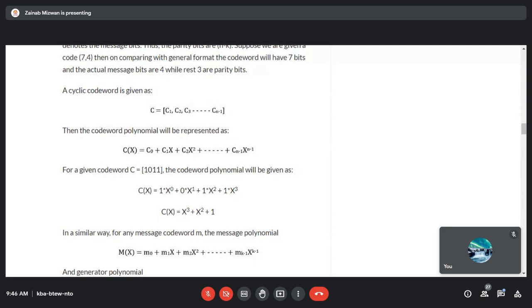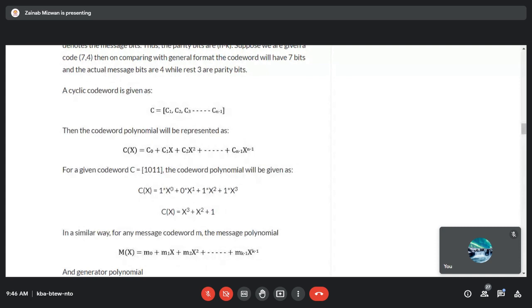Now how many bits have been given over here? The value of n equals 4 over here. So the maximum power of x will be n minus 1, that is the cube. So if I need to write c of x, I can write c0 plus c1 x raised to 1 plus c2 x square plus c3 x cube. This is what we have written in generalized form: c of x equals c0 plus c1 x raised to 1 plus c2 x square plus c3 x cube.